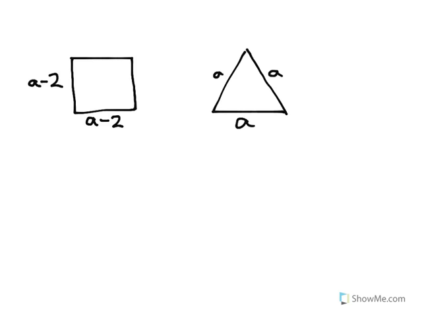So we have a square and an equilateral triangle. Equilateral triangle means all the sides are the same. And what do we know about these? Well, we know that the perimeter of the square is actually identical to the perimeter of the triangle.